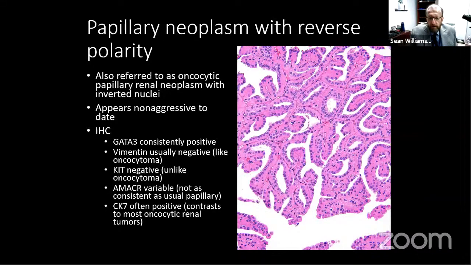So far, it seems that this is a non-aggressive tumor, and some of the helpful immunohistochemical features that could help you to recognize it would be that GATA3 is consistently positive. Vimentin is usually negative, which sort of resembles oncocytoma and is different from other papillary renal cell carcinomas. However, c-KIT or CD117 is negative, contrasting to oncocytoma and chromophobe renal cell carcinoma. Of note, AMACR staining is variable. Although it can be positive, it's usually not as strong, uniform, and diffuse as what is typically seen in papillary renal cell carcinoma. So that sort of differs. And cytokeratin 7 is often positive, which contrasts to just oncocytic renal tumors in general, which usually have basically, usually the more eosinophilic you are as a renal tumor, the less cytokeratin 7 labeling you have.